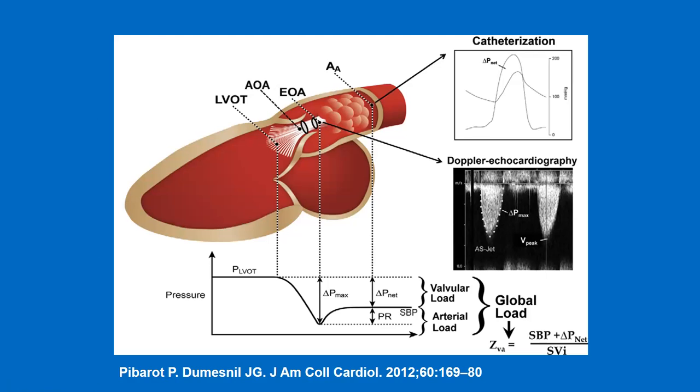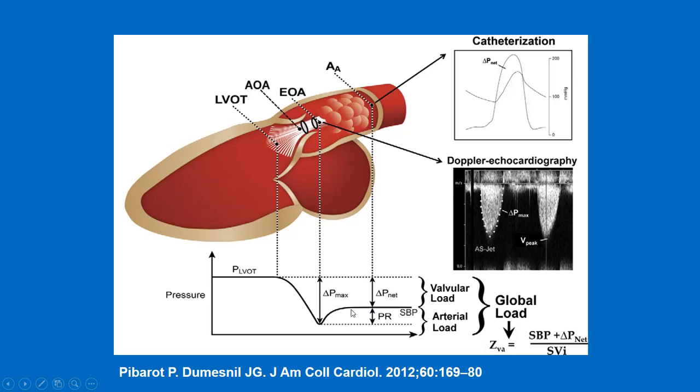Downstream of the vena contracta, or the effective orifice area, a large part of the kinetic energy is dissipated as heat because of the turbulent flow. The remaining portion of the kinetic energy that is reconverted back to potential energy is called pressure recovery, this one here.